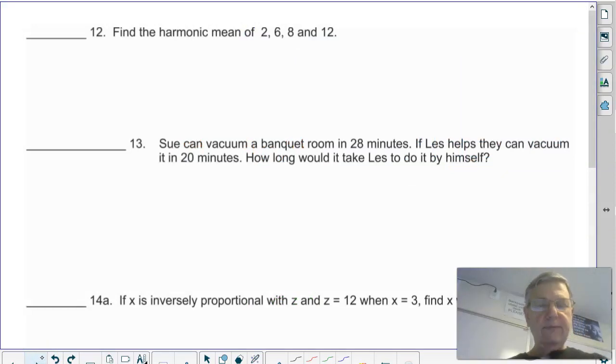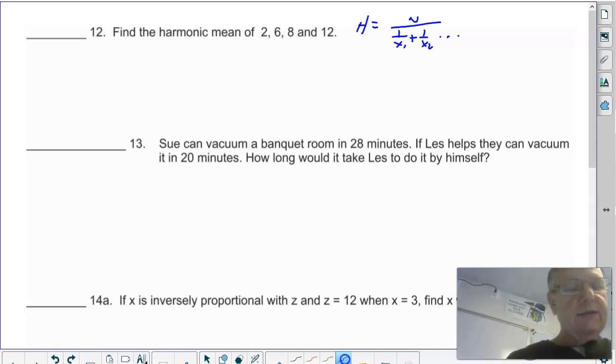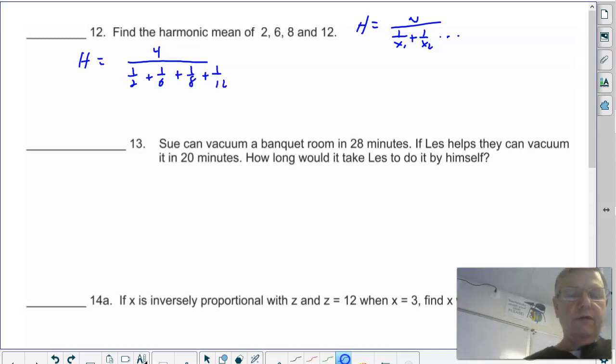A couple more problems. Find the harmonic mean. All right, you got to know the formula. So the harmonic mean equals n over 1 over x of 1 plus 1 over x of 2 dot dot dot. Okay, so what does that mean? What is n? How many numbers do you have? You have 4 things. All right, so 4 is the top. The bottom, 1 over 2 plus 1 over 6 plus 1 over 8 plus 1 over 12.